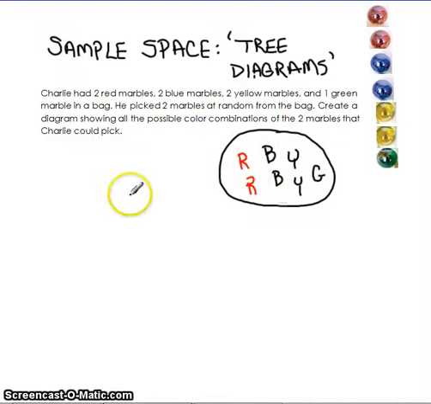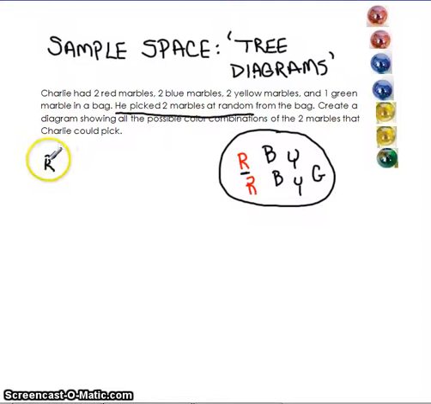Now we want to show a diagram to show all the possibilities that could happen if he picked 2 marbles at random. Random means he's not going to look in the bag. He's going to make one selection, pull it out, and then make another selection. Okay, so let's go ahead and show what could happen. So if he reaches into our bag, what could happen on the first draw? Well, let's just start here. Could he get a red? Well, yeah, of course he could. So he could get a red, and I'll put an R there.